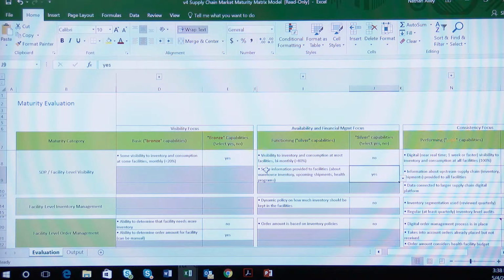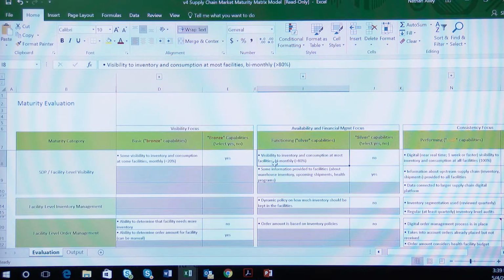This example is service delivery point or facility level visibility. And the first question that you'll see is, is there some visibility to inventory and consumption at some of the facilities? So around 20% or less. If the answer to that is yes, you will select yes and go to the next set of questions, which would represent our silver level.